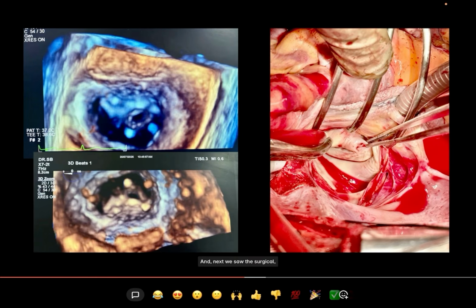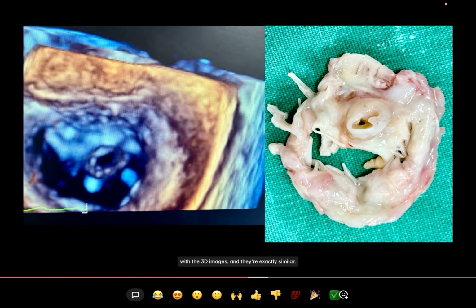And we saw the surgical picture and compared the surgical picture with the 3D images, and they're exactly similar. So you can basically predict with the 3D, you can be very accurate.